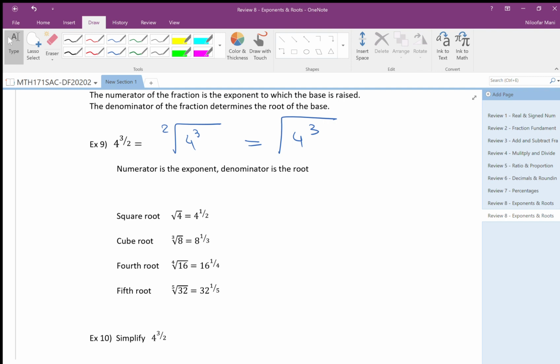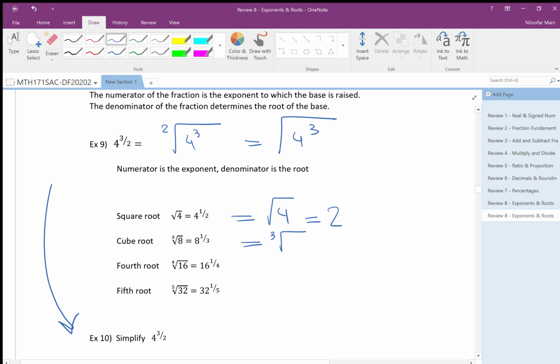So for now, this is what I'm going to do. This one is 4 power 1 over 2, which is radical 4, and that's 2. I use my calculator. This is the cube root of 8, which is again 2, and it is the fourth root of 16, which is again 2, and it's the fifth root of 32, which is again 2. So you can use your calculator again and find the answer.